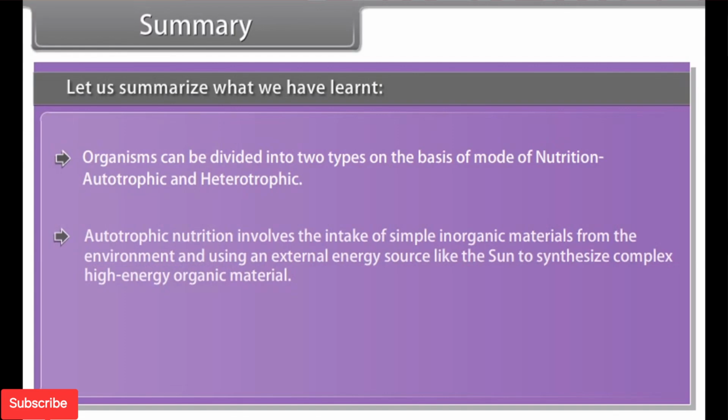Heterotrophic nutrition involves the intake of complex material prepared by other organisms.